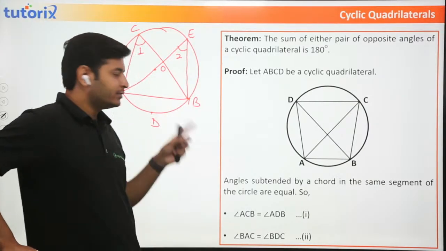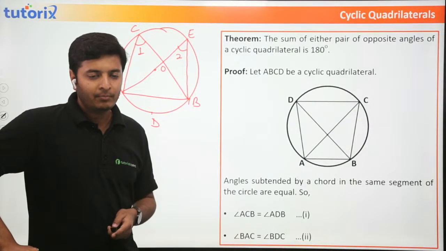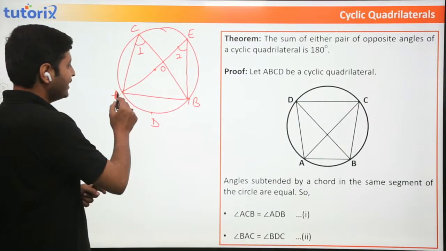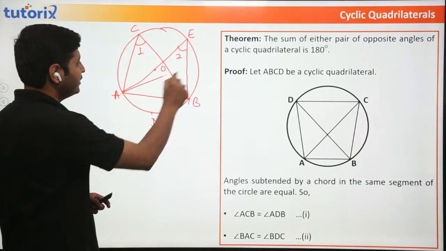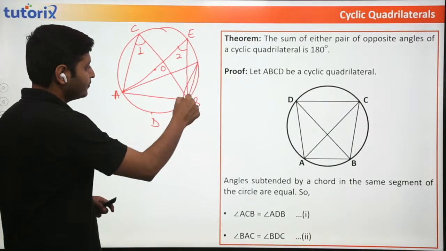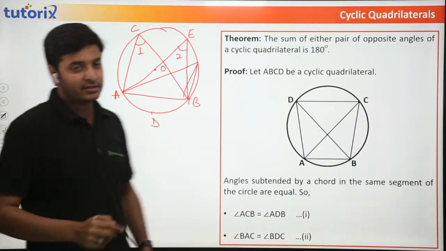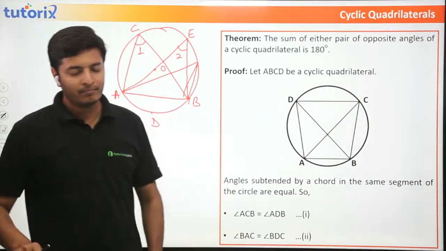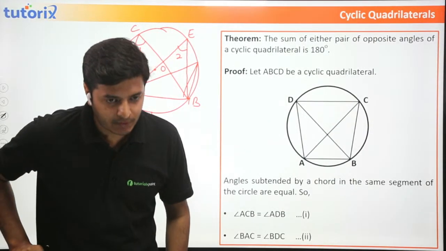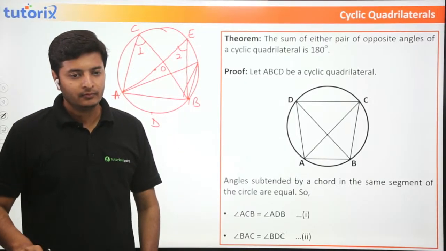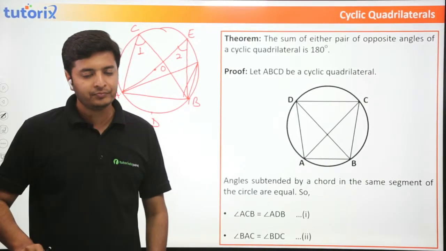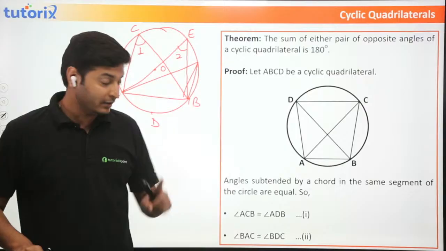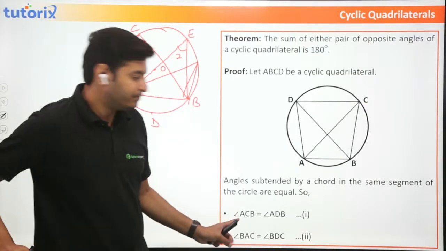Of course, AB is a straight line. But the main point here is that the angle subtended by AB anywhere on this major segment will always be equal. That is the main point. Now, the same concept we are going to apply here also.